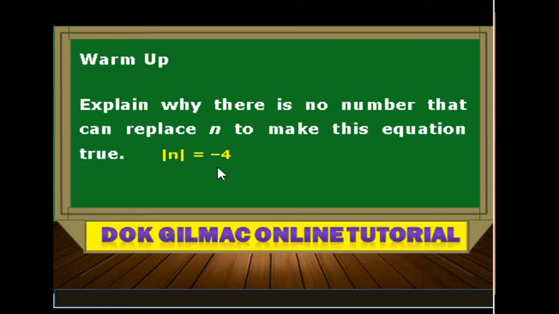Again, recall what an absolute value is. When we talk about absolute value, we simply mean the distance of a number from 0 on the number line. So therefore, there must be no negative distance. So in this given equation, this is actually a false equation. So take note of that.